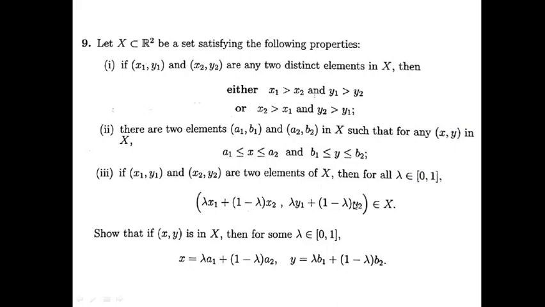Now this occurs for all lambda belongs to [0, 1]. So all points between (x1, y1) and (x2, y2) lie in the set X. Okay. Now we have to show that if (x, y) is in X, then for some lambda belongs to [0, 1], x equals lambda a1 plus (1 minus lambda) a2, y equals lambda b1 plus (1 minus lambda) b2. We have already proved it, and we will see how.